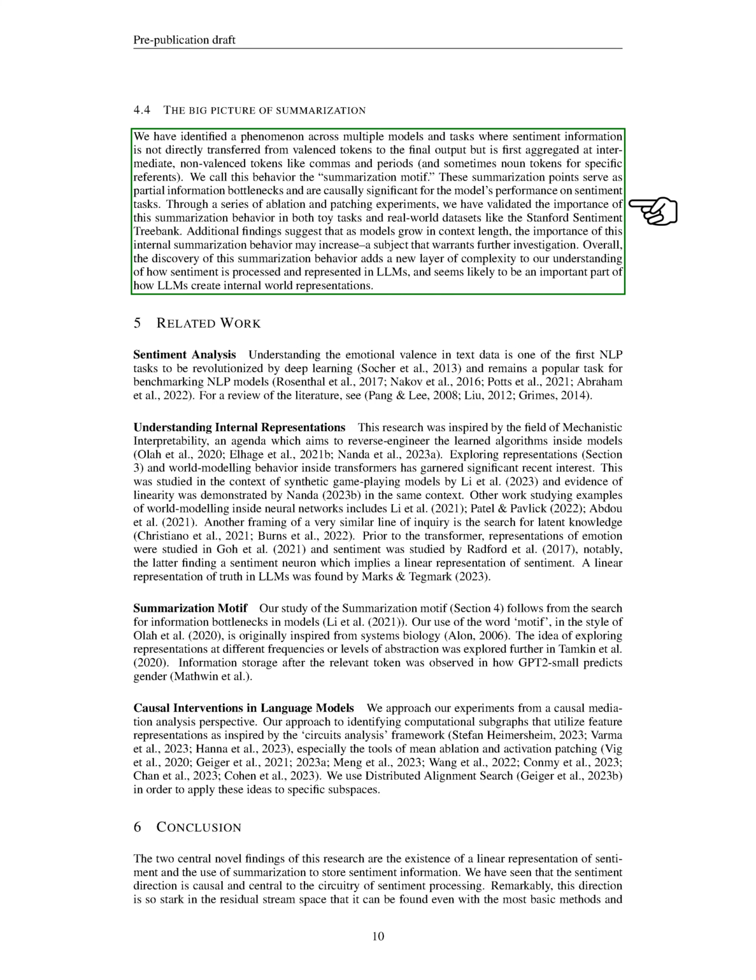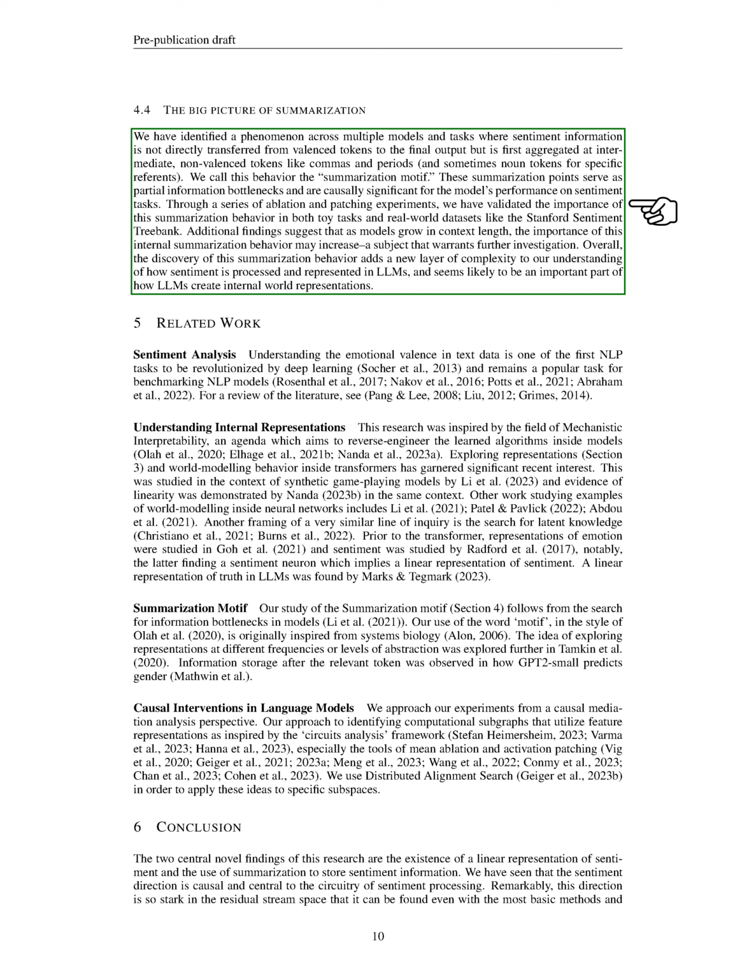We have identified a phenomenon across multiple models and tasks where sentiment information is not directly transferred from valence tokens to the final output but is first aggregated at intermediate, non-valence tokens like commas and periods. We call this behavior the summarization motif. These summarization points serve as partial information bottlenecks and are causally significant for the model's performance on sentiment tasks. Through a series of experiments, we have validated the importance of this summarization behavior in both toy tasks and real-world datasets like the Stanford Sentiment Treebank.